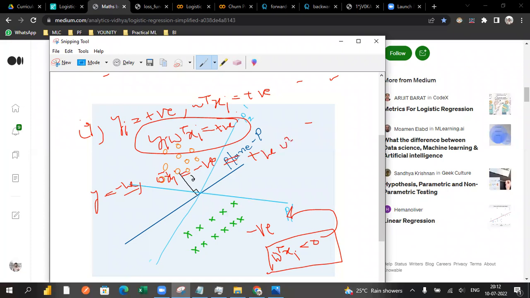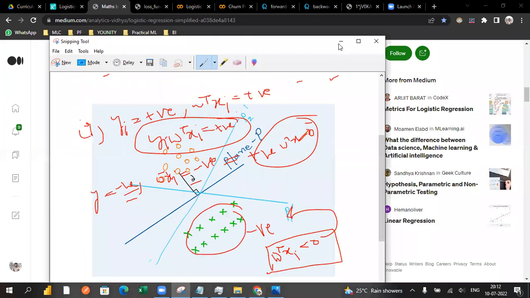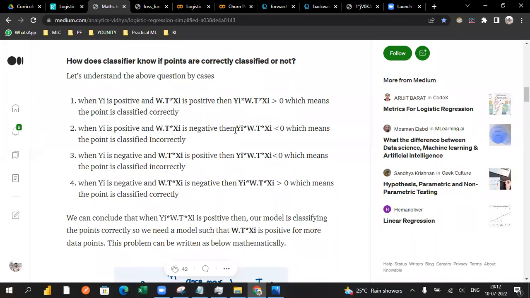That means yi W transpose Xi is going to be greater than 0 because the negatives are multiplied together. So similarly, you can see that when yi is positive and W transpose Xi is positive, if you multiply, you will get a result greater than 0. That means you get correctly classified positive points. And whenever yi is positive and W transpose Xi is on the negative side, in this case this is the class variable we are considering without any interpretation, whenever you multiply positive and negative, you will get a negative result. That is an incorrectly classified point.